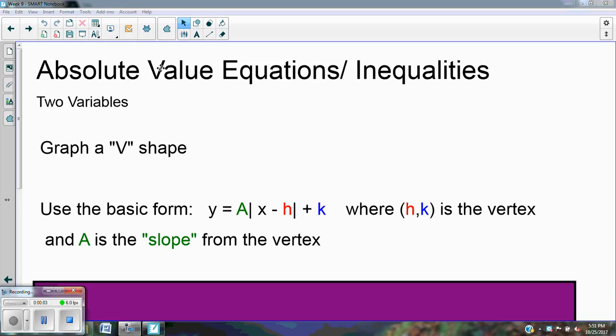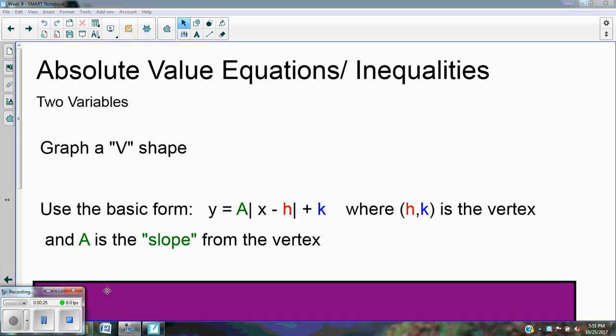All right, now we're moving on to absolute value equations and inequalities with two variables. We'll talk about equations first, and then inequalities we'll go over at the end. It should be really quick because they're pretty much the same thing. So when we talk about absolute value equations, the one thing I want you to remember here is that they will graph a V shape.